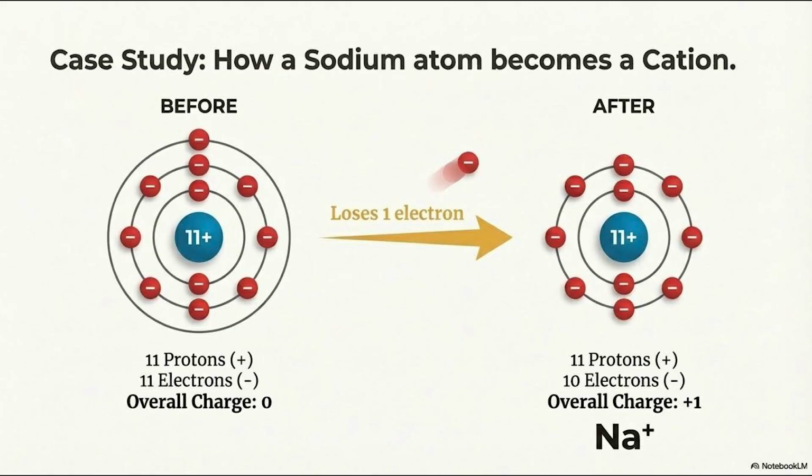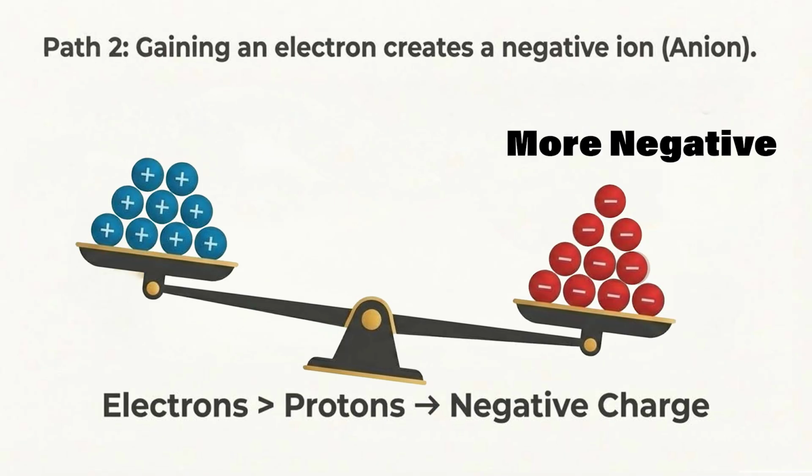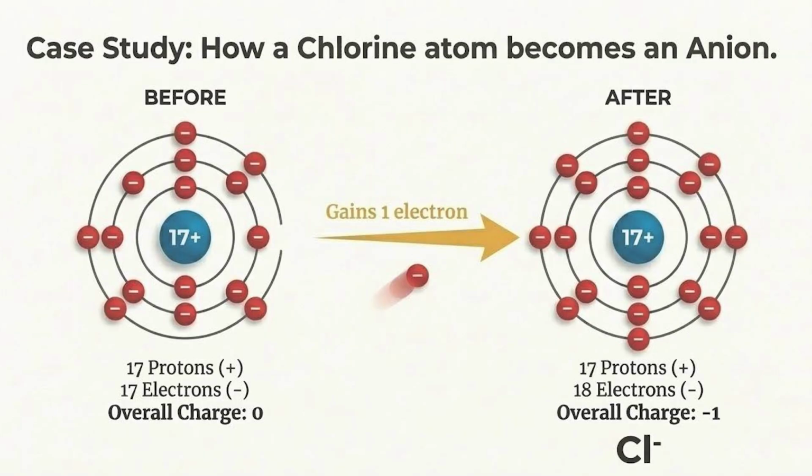On the flip side, if an atom gains electrons, it becomes negatively charged. It now has more electrons minus than protons plus. We call this type of ion an anion. Consider chlorine. A neutral chlorine atom has 17 protons and 17 electrons. When it gains an extra electron, it has 18 electrons total, resulting in a -1 charge, or Cl-.